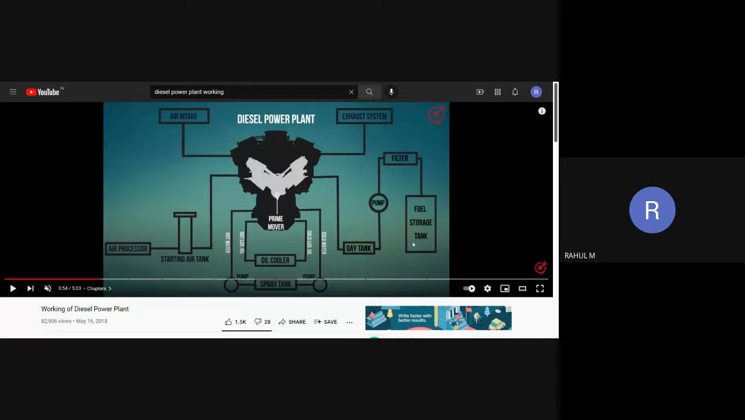Similarly, fuel is supplied. So you need a fuel storage tank from which the fuel is to be supplied to the diesel engine. Okay, so we cannot supply the fuel directly to the engine, because it will have impurities. So that has to be filtered. So for that you require a filter.